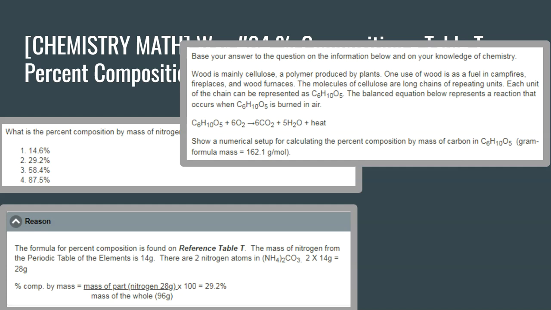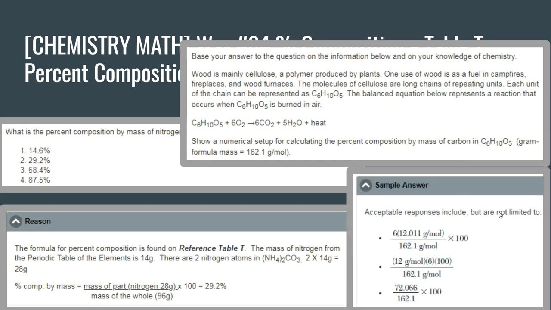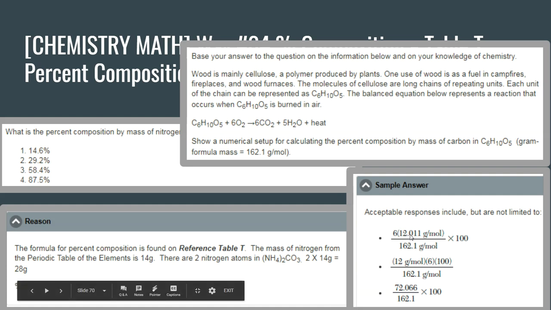To calculate percent composition by mass, we take the part contributed by carbon divided by the whole. So the part contributed by carbon is 6 times 12 over a total of 162.1 grams. We do that, we get 72.066 divided by 162 times 100. And note that since it's asking you for a numerical setup, you don't even need to calculate the answer. All you have to do is show your work. So any one of these answer choices is acceptable. You just take 6 times 12 divided by 162.1 times 100.